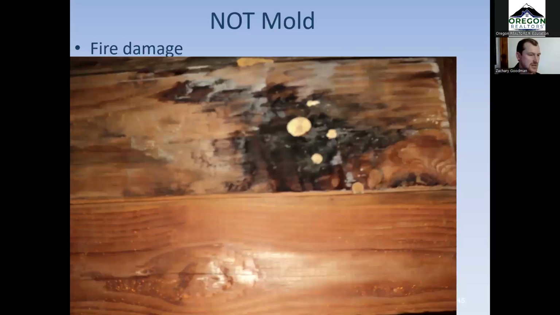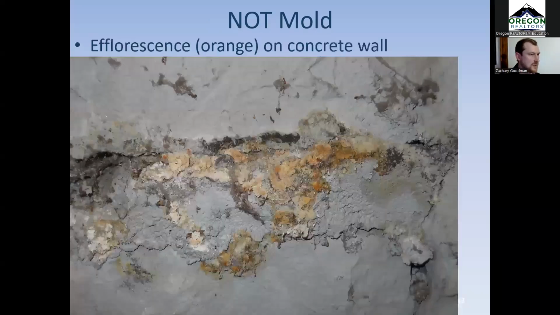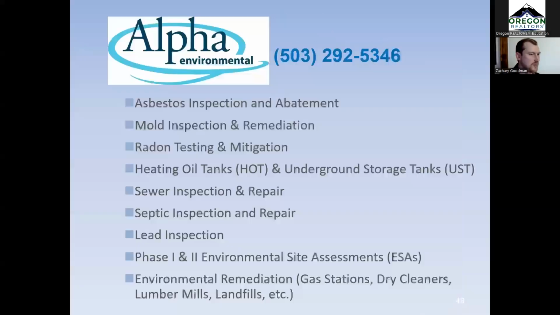Fire damage, kind of looks like mold from a distance. Leachate, white on the soil, is common in crawl spaces as well as basements. Efflorescence, orange on a concrete wall, again, not mold.